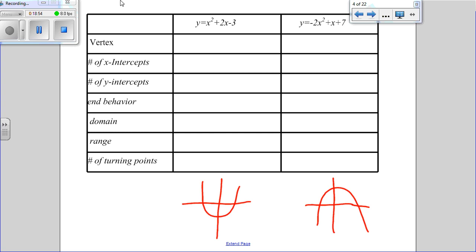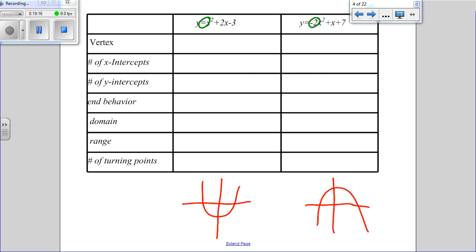So on a quadratic, the a value affects whether it's going up or whether it's going down. Another word for the a value is the leading coefficient. So it's the number that's in front of the highest degree, or the highest exponent. So in a quadratic, that tells me if I open up or if I open down.